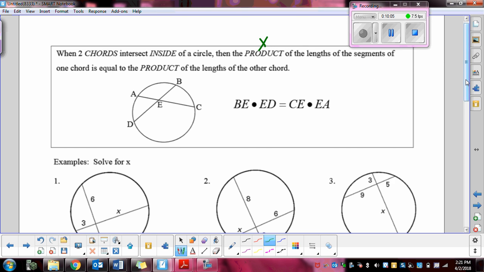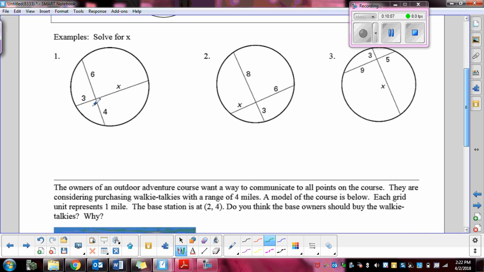So I'm going to give you an example. Stay on the same line. This is all one line right here. 3 times, stay on the same line, x equals, we're going to change lines. Stay on the same line. 6 times, stay on the same line, 4. You have to multiply it.